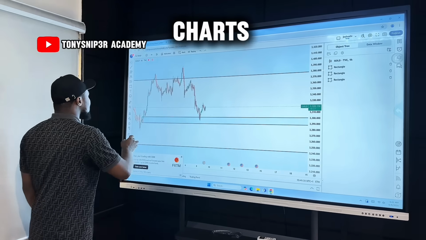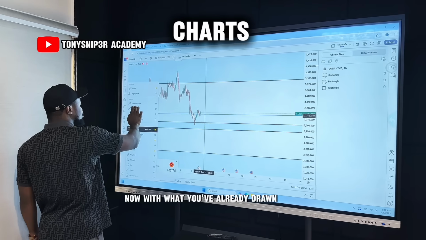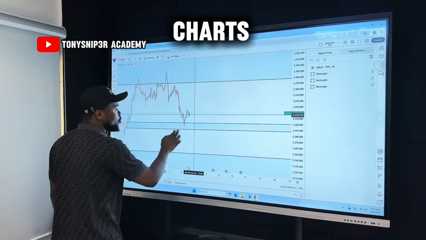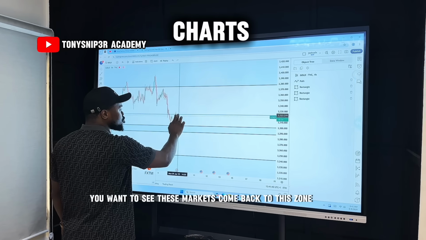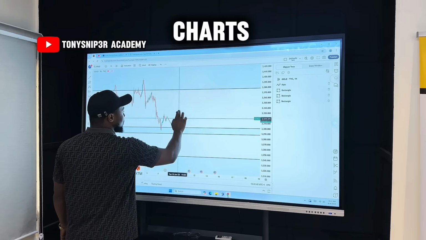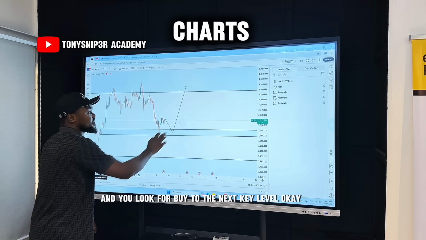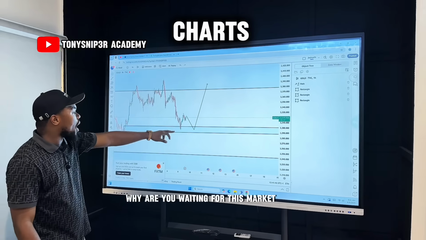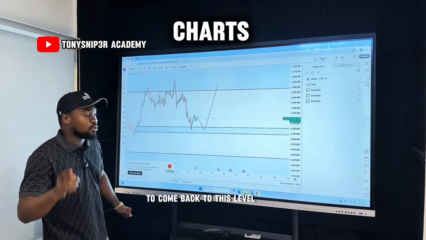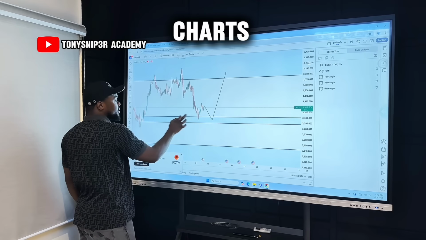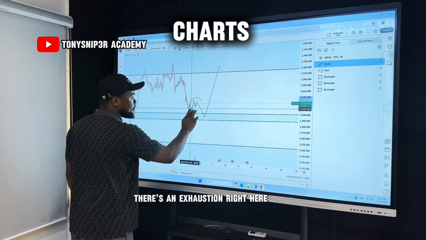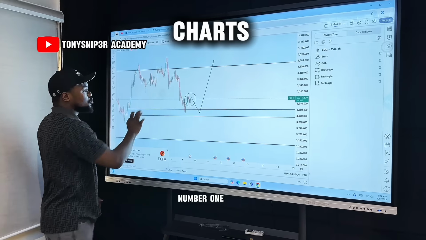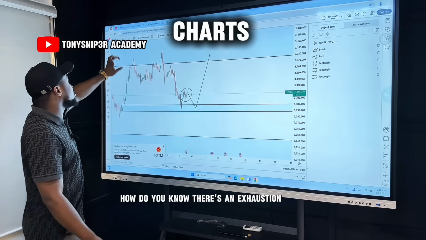On your 4-hour time frame, you come to look for those levels that are likely to react immediately. Now, with what you've already drawn on your daily time frame, what would you do on gold now? You want to see these markets come back to this zone, then you look for buy to the next key level. Why are you waiting for this market to come back to this level? Because number one, there's an exhaustion here. How do you know there's an exhaustion?